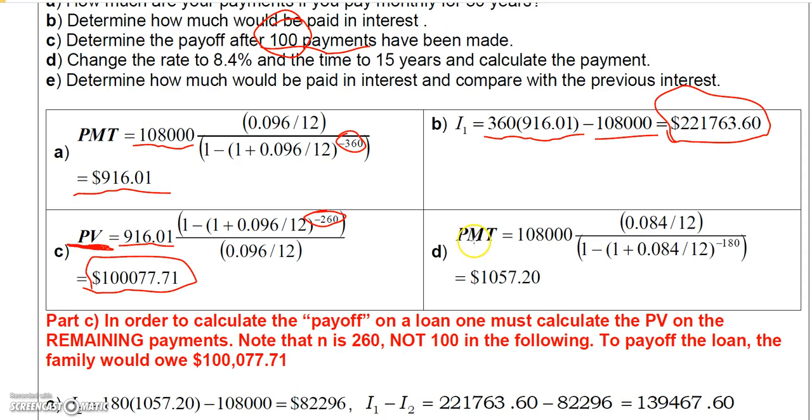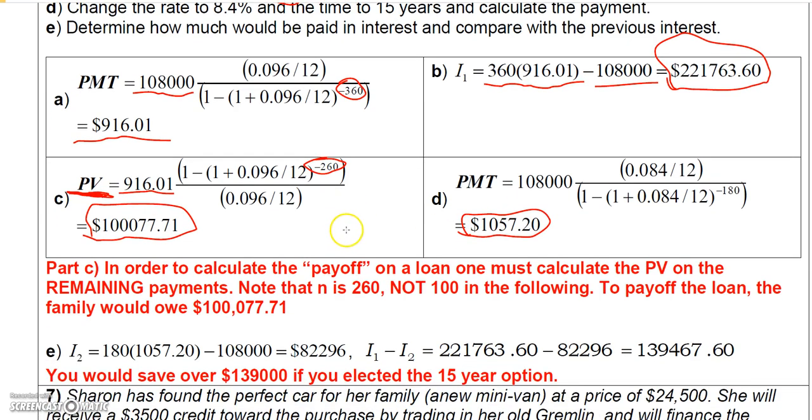Okay, now part D says change the rate to 8.4% and the time to 15 years. So I'll let you do that. I just changed the rate to 8.4 and I changed the time to 15 years. And so that gave me 180 periods instead of 360. And notice the payment is $1,057.20.